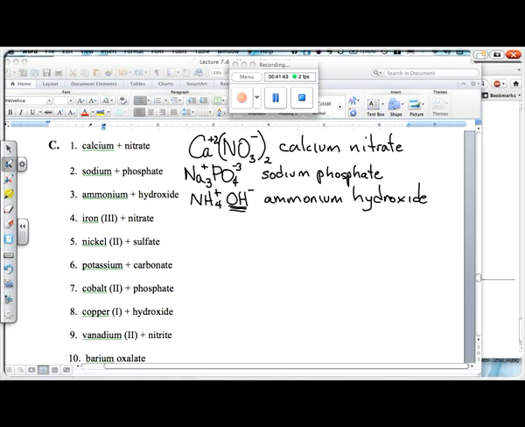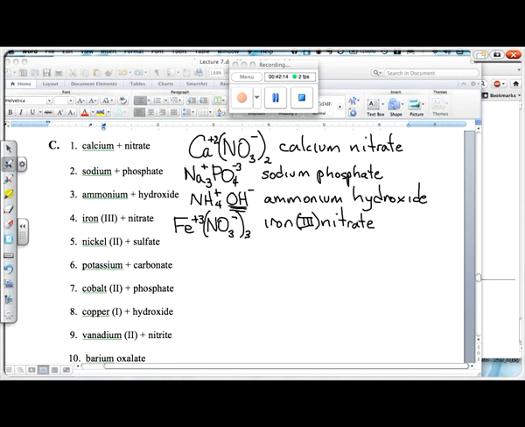Iron 3 nitrate. So iron has a +3. Write the formula for nitrate, NO3, but focus on the charge. +3, -1. I need 3 of those negative ones to cancel out the positive 3. So this is iron 3 nitrate. And remember that Roman numeral is the charge on the metal.